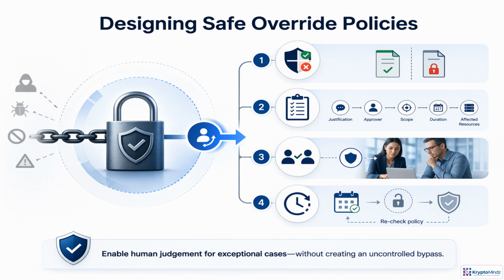For high-risk cases, require 2 authorized reviewers, so one person cannot weaken protection alone. Finally, make temporary access expire automatically. Log the decision and recheck the policy when the exception window closes.